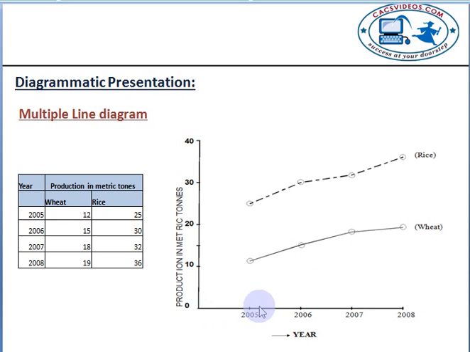So here the x-axis represents your timeline and the y-axis represents the production in metric tons. Similarly, you have to put one dot for wheat also from 2005 till 2008, and then finally you join the line. So this dashed line is for rice, and this bold line is for wheat. So in case of line diagram, you can have a single line diagram also, and you can have a multiple line diagram also.